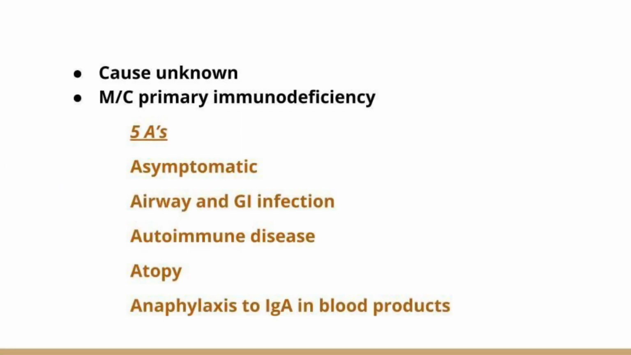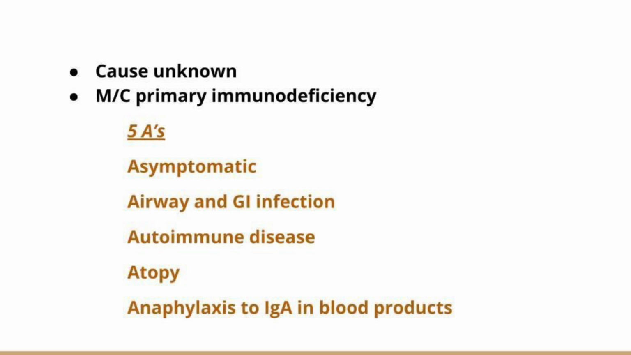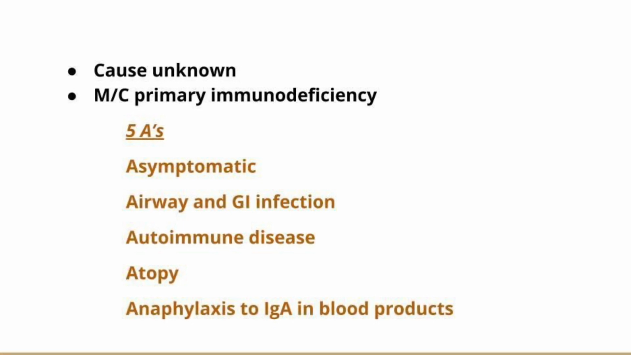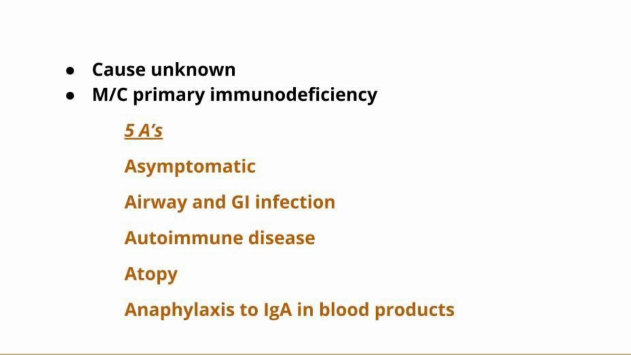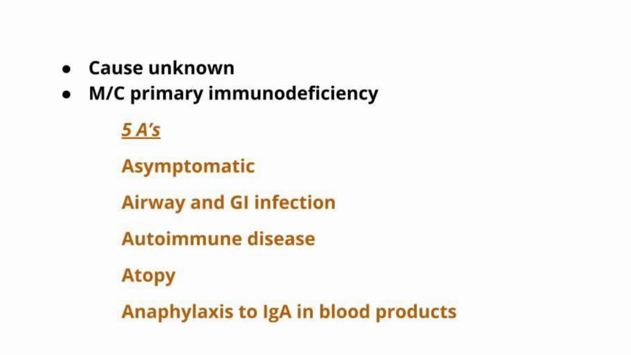The cause for IgA deficiency is mostly unknown. It is the most common primary immunodeficiency. There are 5 symptoms which you can remember with 5 A's. Most commonly the condition is asymptomatic. There will be no fever, and sometimes there may be airway and GI infections. It is an autoimmune disease. It is characterized by atopy, and finally anaphylaxis to IgA in the blood products.